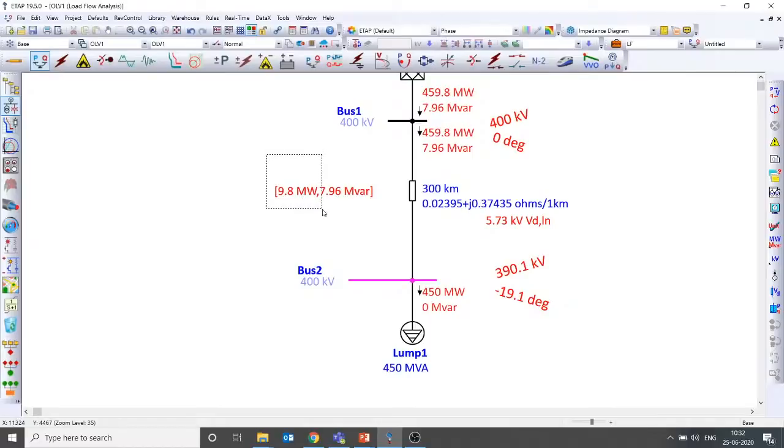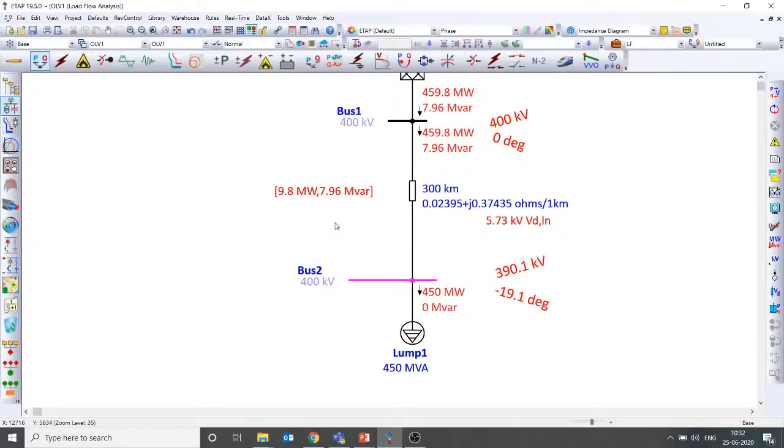The line loss has increased to 9.8 megawatt. That's perfectly right. During no load, it was about 350 kilowatt. That increased to 4.8 megawatt or so when I put about 300 megawatt load. Now, when I am increasing to 450 megawatt, the line loss has increased to 9.8. That's perfect. But look at the behavior of the reactive power.